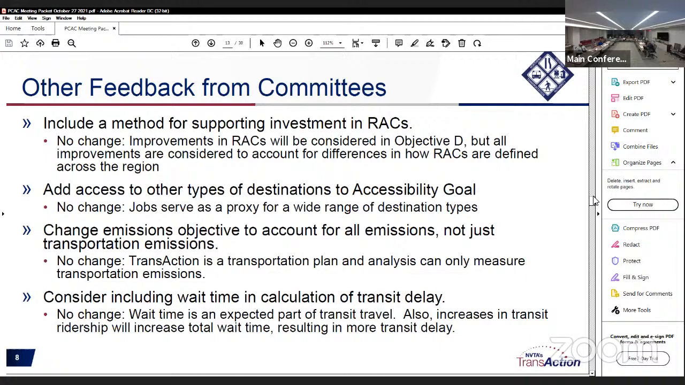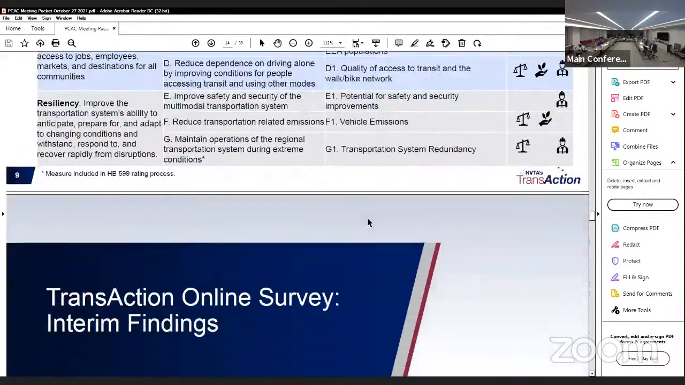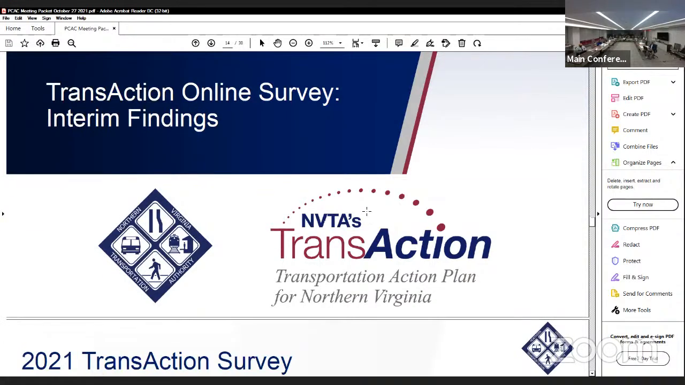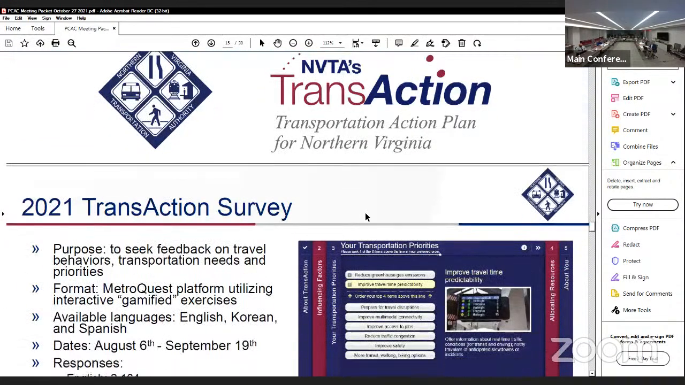We will go ahead and move forward to item 4, which is the online survey. Mr. Harrington. All right. So we'll talk a little bit about the survey that we conducted as part of the plan. This was to seek feedback that will help inform the plan.